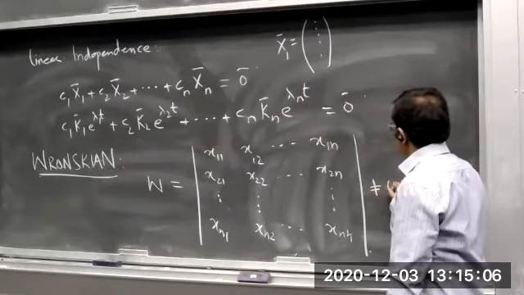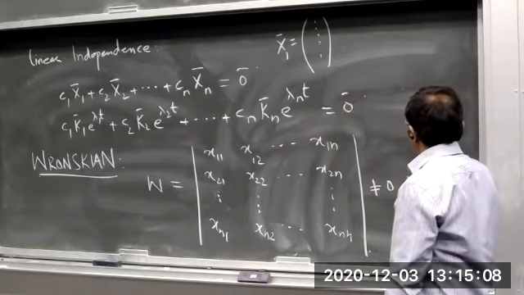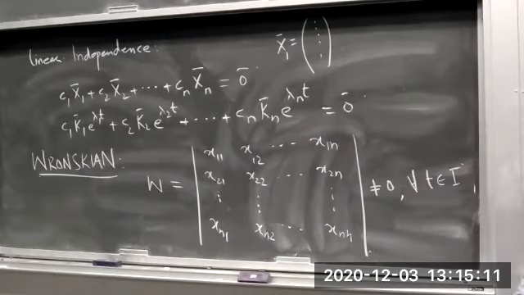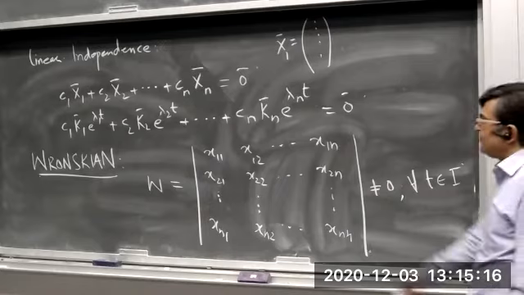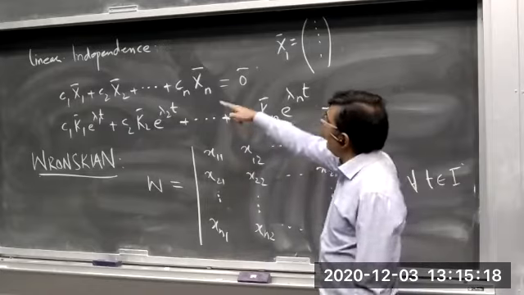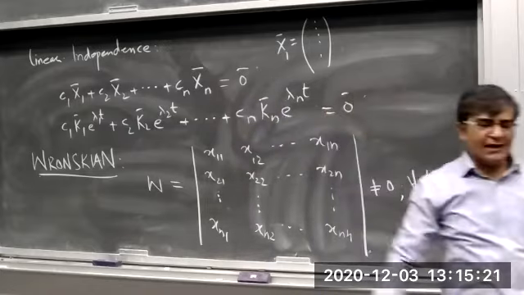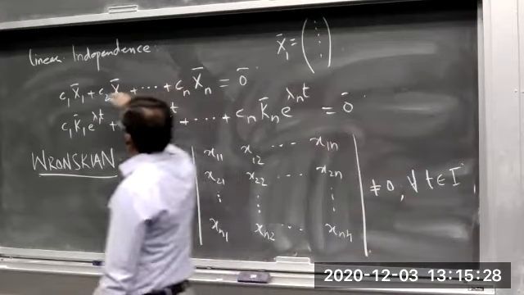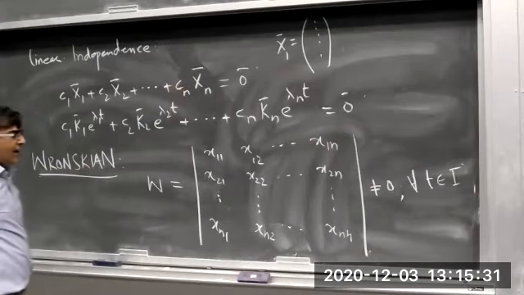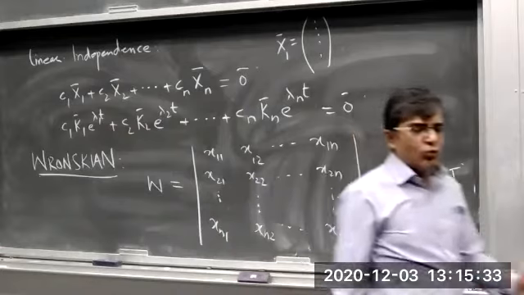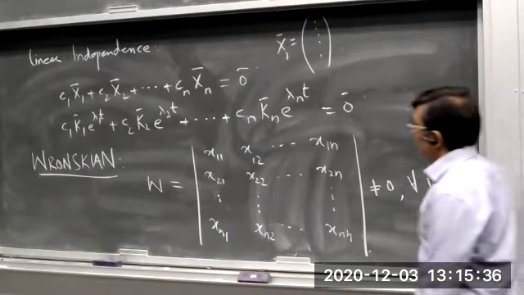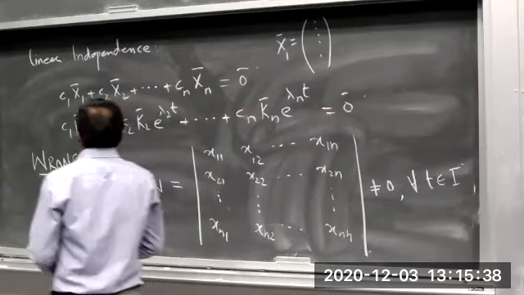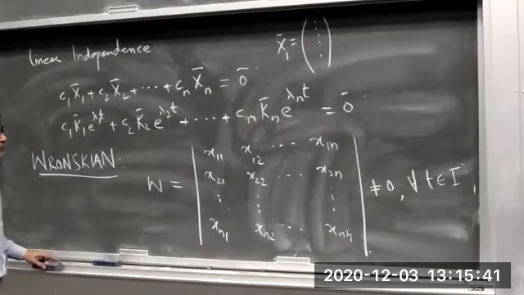If this determinant is non-zero for all values of t belongs to I, because they are functions of t, as they involve exponential of lambda 1 t as well, then we say that x1, x2, so on xn are linearly independent. If they are linearly independent, then we can write the general solution by using this principle of superposition. How can we write the solution?